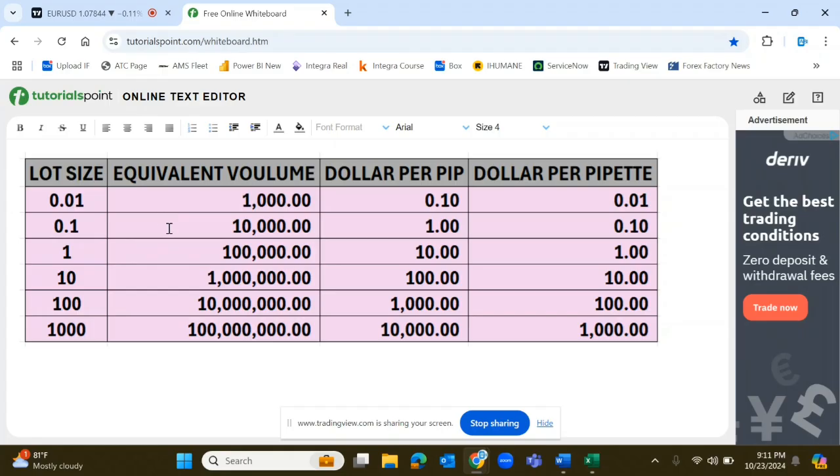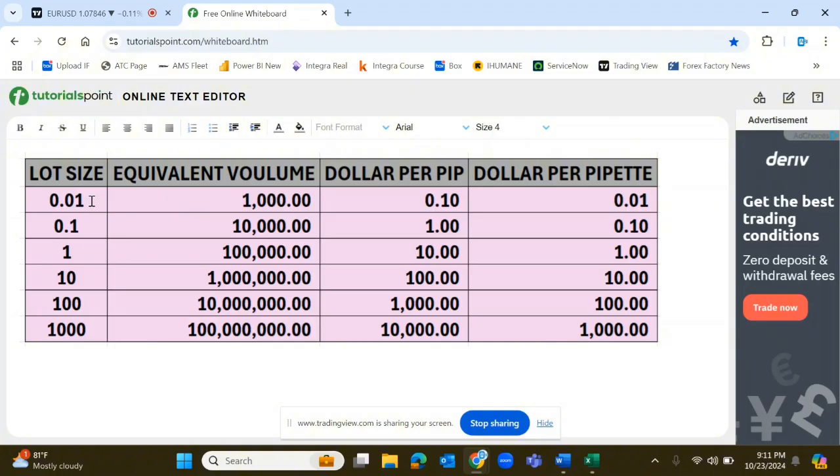But don't worry, you don't need to understand what a broker means at the moment. You don't need to understand what leverage means. All I want you to understand is that I am trying to break down what a lot size means so that you'll understand it. Now, having said that, what is the implication of this lot size?